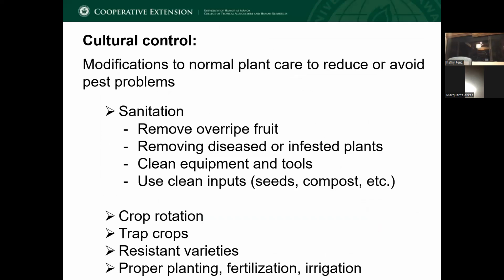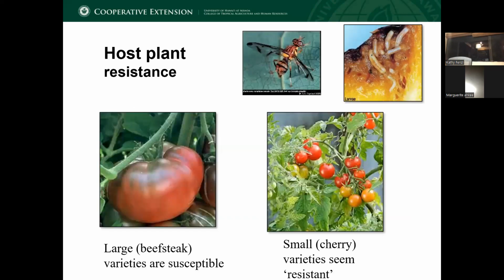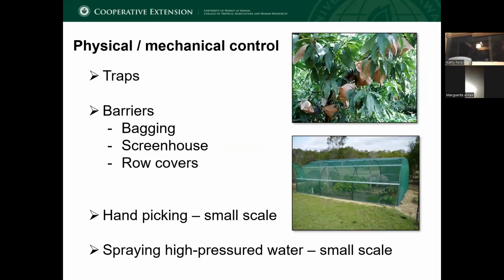So cultural control, thinking about things like sanitation, removing diseased or infested plants if possible, cleaning equipment and tools, and using clean inputs, crop rotation, trap crops and resistant varieties, as well as proper tree care. So just an example from tomatoes, and hopefully we have some clearer information about which of the cultivars of avocado seem to be more tolerant to the lacebug or less tasty to the lacebug. Again, examples of mechanical or physical control for others, but not really practical in avocado.